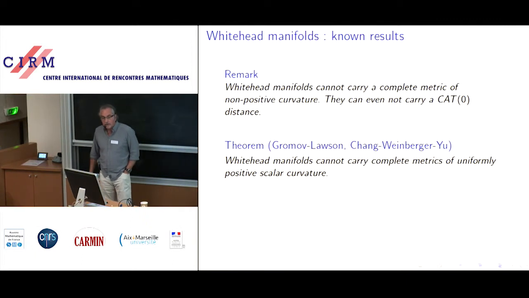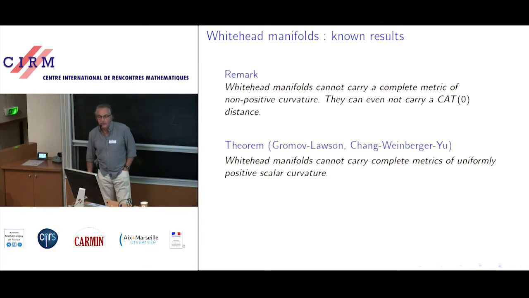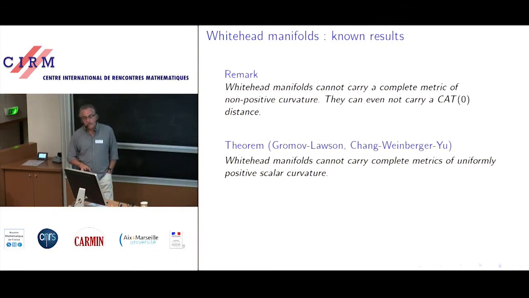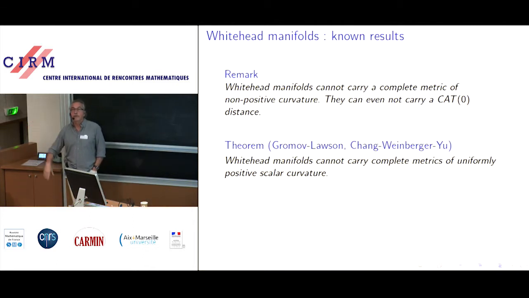So I like this result. I've cited here Gromov and Lawson papers, one of the papers in IHES, and a more recent one, which I understand less because it relies on K-theory. So this is a nice result: the Whitehead manifold cannot carry complete metrics of uniformly positive scalar curvature. By uniformly positive, I mean with scalar curvature bounded away from 0, greater than 1, for example.